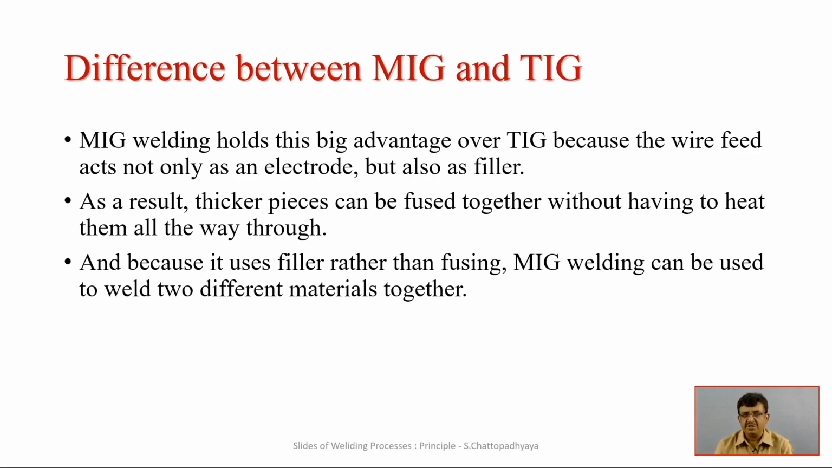The volume of material that can be deposited in unit time is called MDR, the material deposition rate. That will determine which welding process, A or B, is more productive. As a result, thicker pieces can be fused together without having to heat them all the way through. So we can do it straightaway in MIG continuously, and it uses filler rather than fusing. MIG welding can also be used to weld two different materials together, because without fusing all those coalescent surfaces, we can join dissimilar materials with the aid of the good, continuous feeding of the filler material.